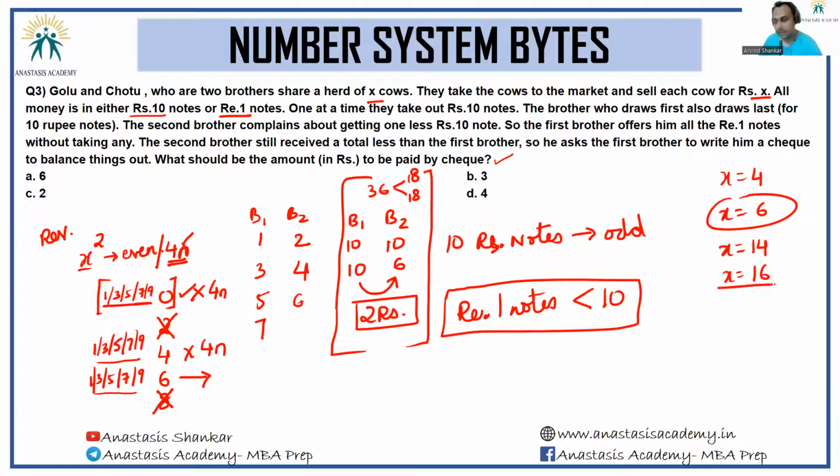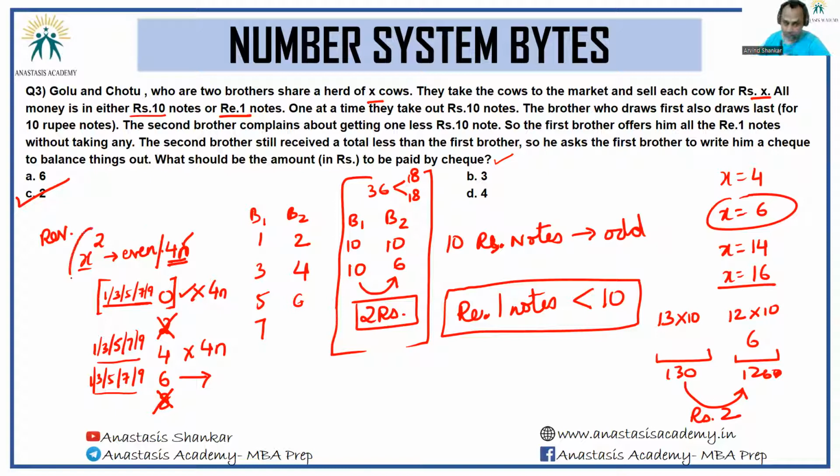If we were working with, let's say, 16, we are working with a huge number. So can I say there will be 25 10 rupee notes? So the first brother gets 13 into 10 rupee notes and the second brother gets 12 into 10 rupee notes. Then he gets all 6 rupee notes. He has got 136, he has got 126. Again, he has to pay how much? Rupees 2 only. So the answer to this question should be option C, 2.